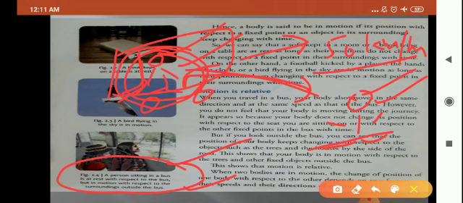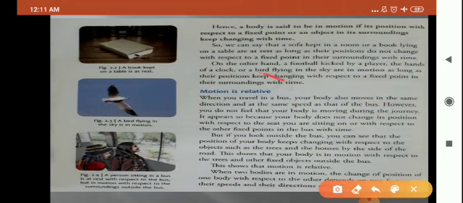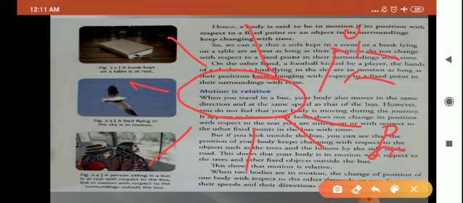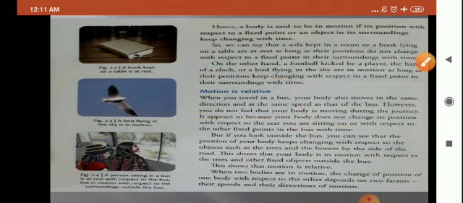So what is here? The motion of the object is relative. Means the motion of the object depends upon observer to observer. For one observer, the object can be in motion, and for another observer, the same object can be at rest. Means motion of the object depends upon observer to observer, or it depends upon the observance of the observer. I suppose, children, I am clear to you.